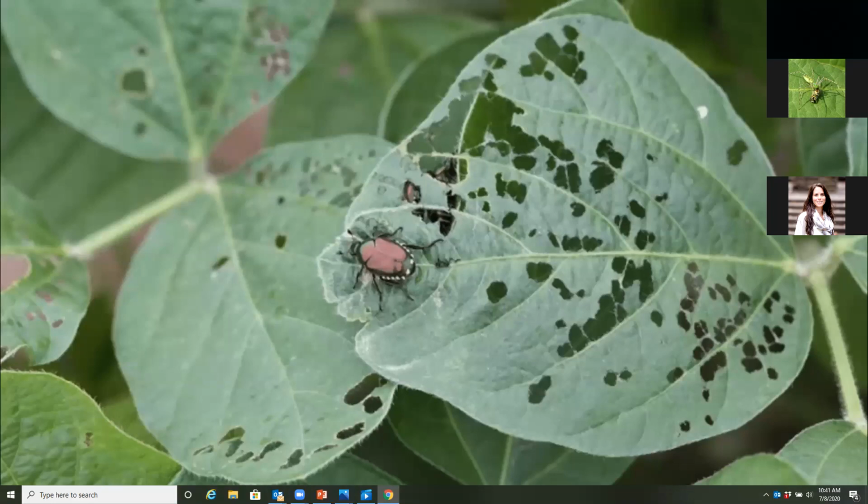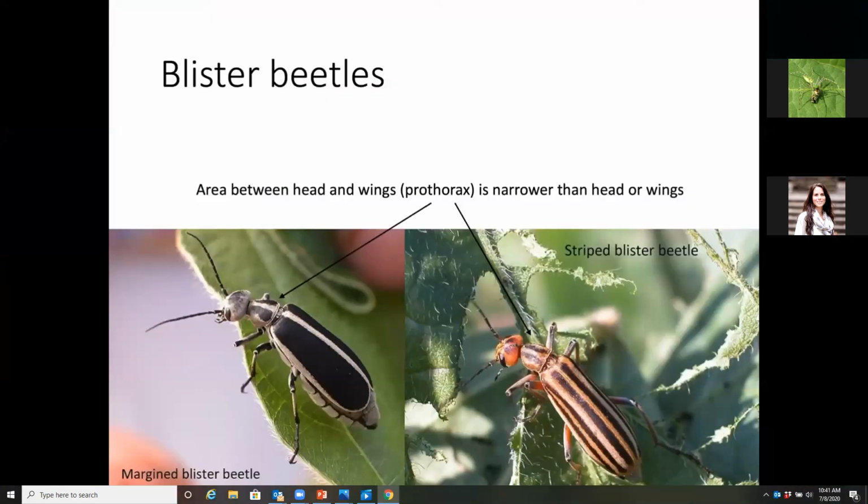You don't want to handle blister beetles if you catch some in your net, as they secrete a toxin from their legs that can burn or blister your skin. Adults are soft-bodied beetles and are approximately 3/4 of an inch long. The striped blister beetle has alternating dark brown and yellowish-orange stripes along the length of the body. The margin blister beetle is black with a gray border along the margins of its wing covers.